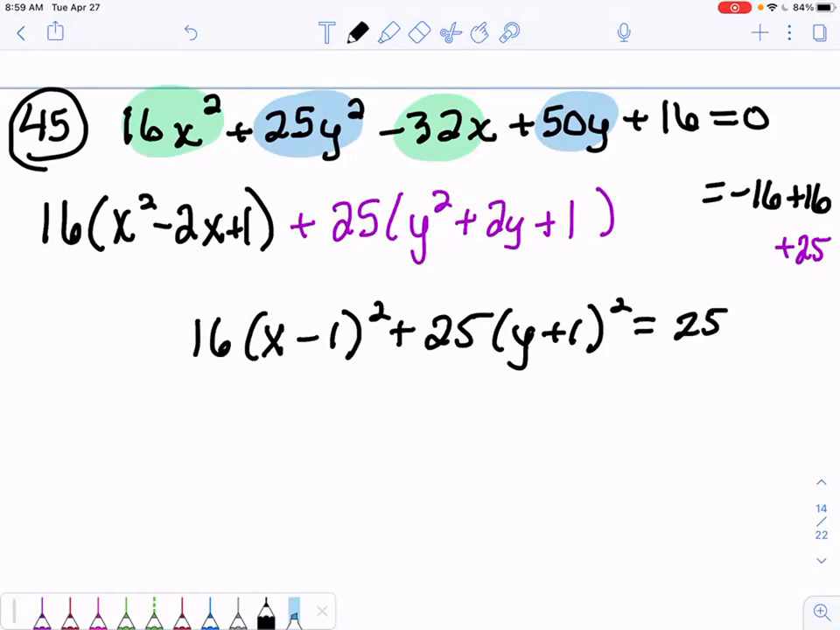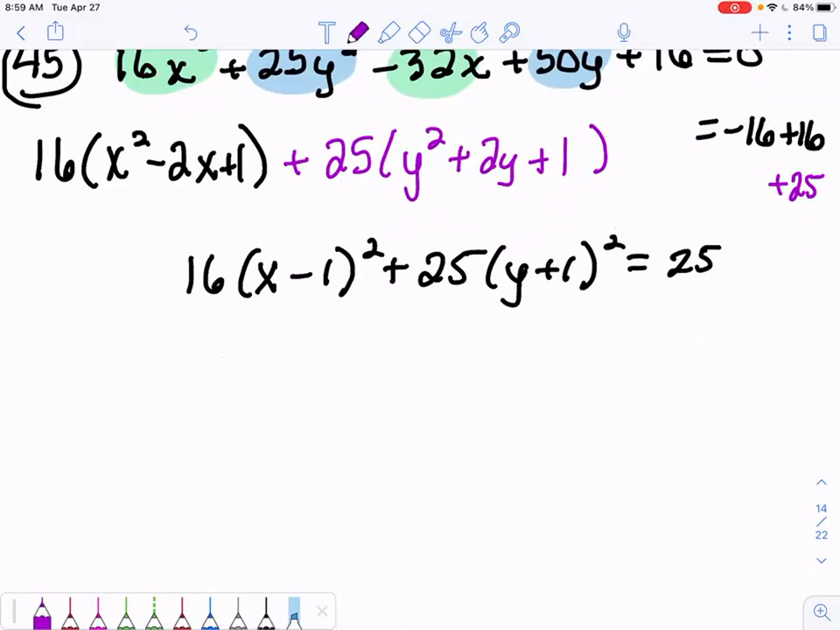And then to get it in standard form, what did you do, Kaden? Yeah, you're going to divide by 25. So for standard form, for an ellipse, it's supposed to be equal to 1. So whatever number's on the right, you have to divide by that number on the right. On the left side, I see 25 divided by 25. That becomes 1.